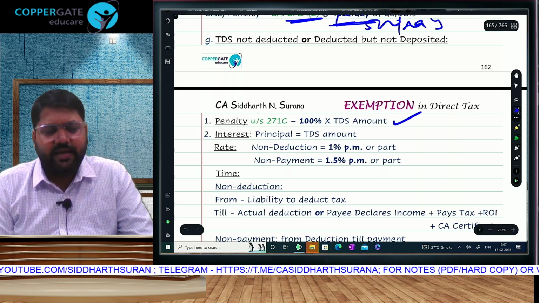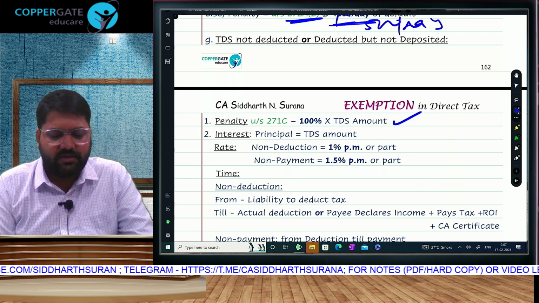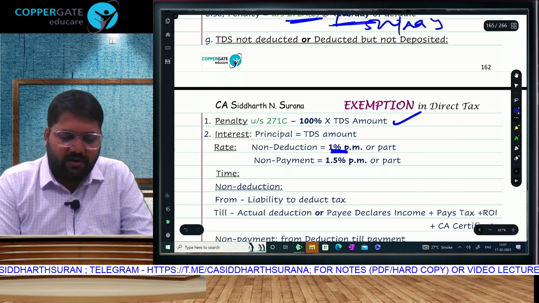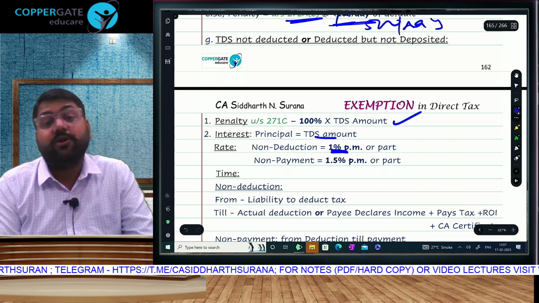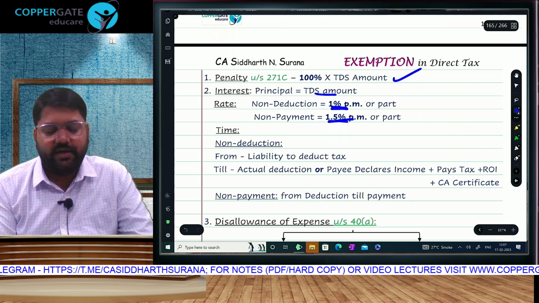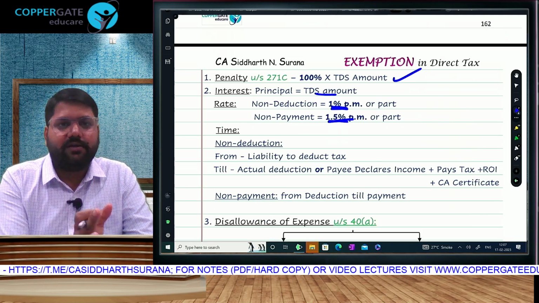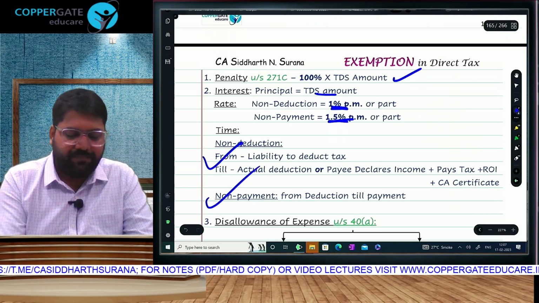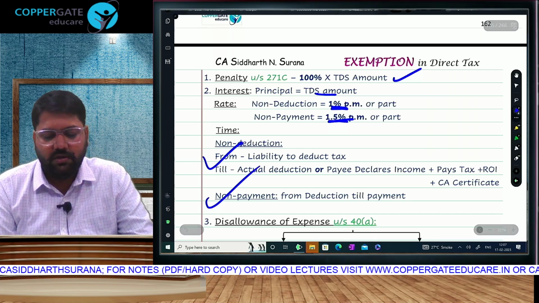100% of the TDS amount penalty for non-deduction and non-deposit. If you don't deduct, then 1% per month or part interest on the TDS amount, and if you deduct but you don't pay, then 1.5%. And the time limit will be for deduction, the date when you were supposed to deduct till you actually deduct, and for non-payment from when you actually deduct to your actual payment.